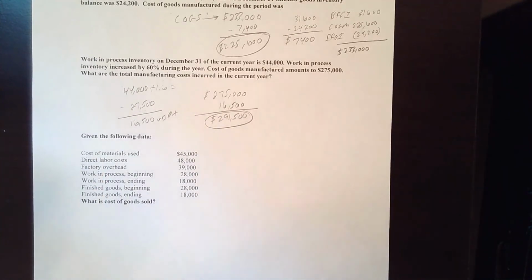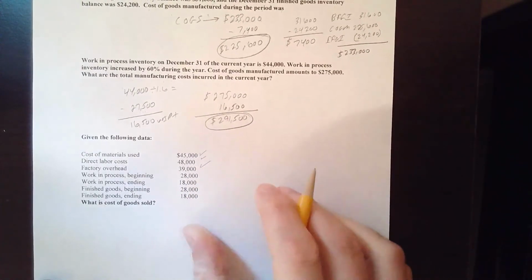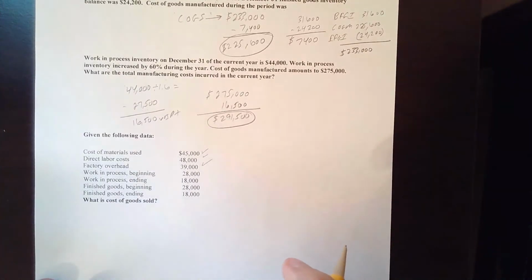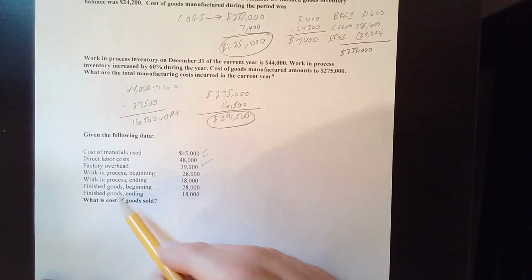All right. Last question. It says, given the following data, what is cost of goods sold? So essentially we have a bunch of items here. We have our cost of materials used, that would be direct materials. We have our direct labor costs, and we have our factory overhead. These three items are absolutely going to be components of our cost of goods sold. No doubt about it. And from that point, we're going to make adjustments based on work in process inventory and finished goods inventory.